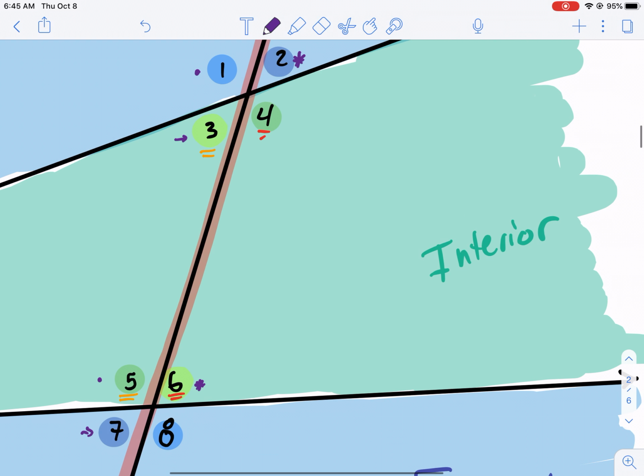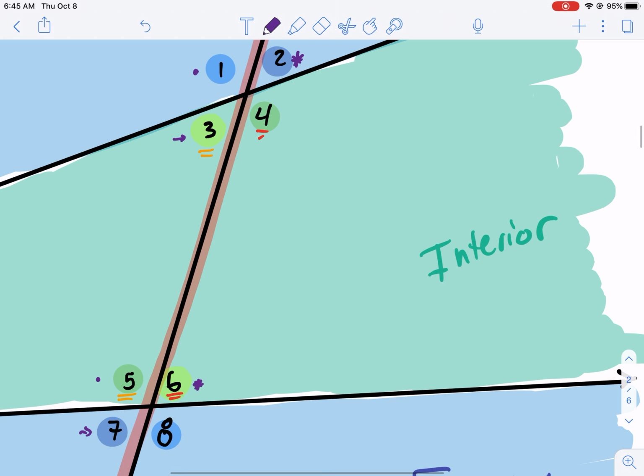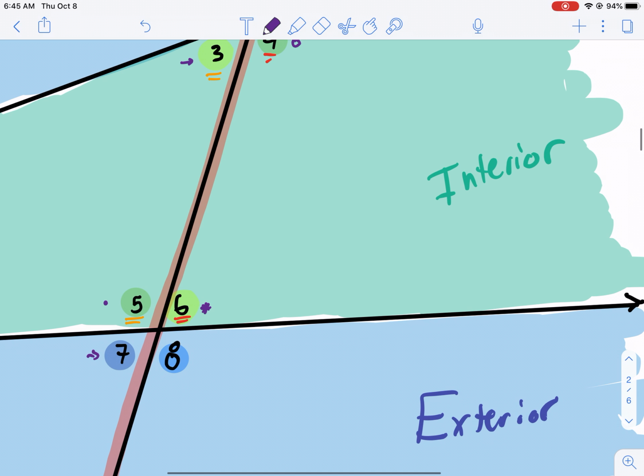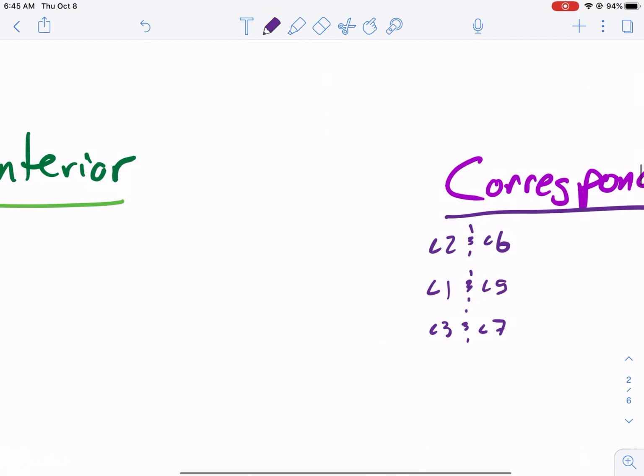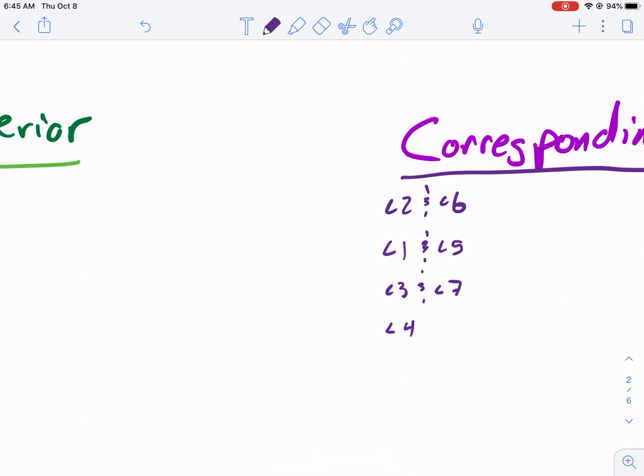So what can I do here? I'm trying to think of something. Maybe like a little circle. There we go. Angle 4 and angle 8. I guess that's what I can do. So those are the last one because they're both in the bottom right of the intersection.